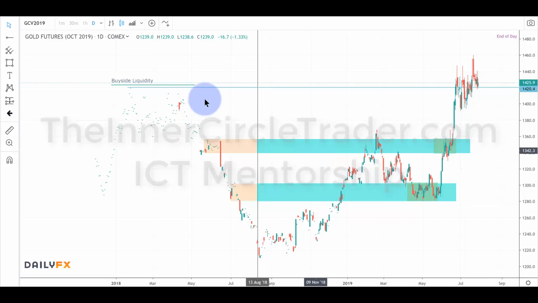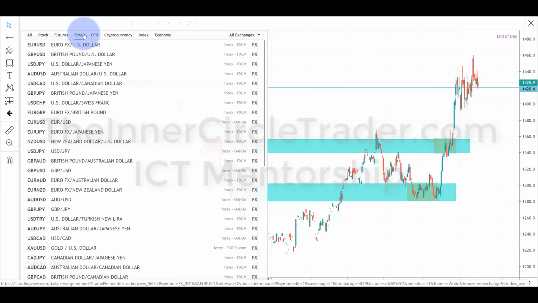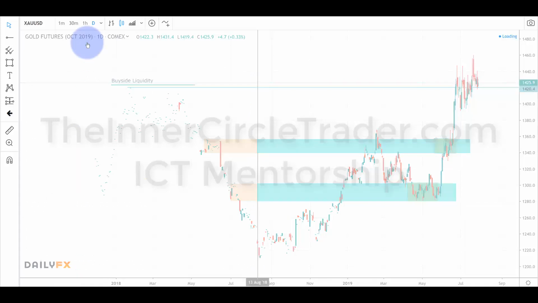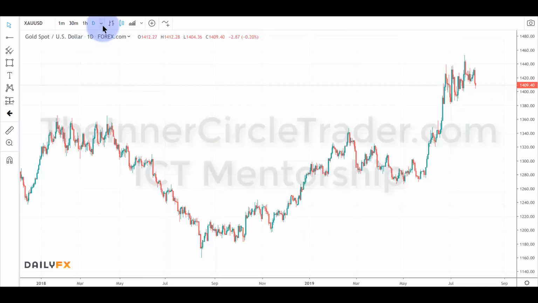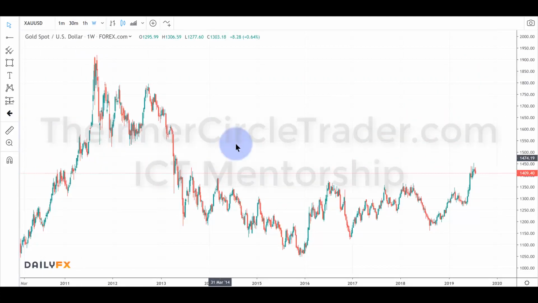let's see here. Let's go over here to the cash market. We'll look at gold versus the US dollar. And we'll put this on a weekly chart. And you'll see there's an absence of that volume imbalance. It becomes a fair value gap. If I can zoom in here.